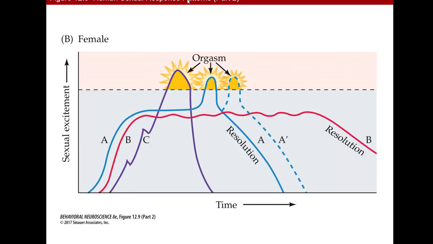On the other hand, we can see very different patterns in women. Here are three of the more common patterns, but certainly there could be many others as well. Here's what we're seeing with line A. We have an increase in sexual excitement, a relatively long plateau, and then you'll see an individual having one orgasm or possibly two. So this is another difference, that women are capable of having multiple orgasms versus men.